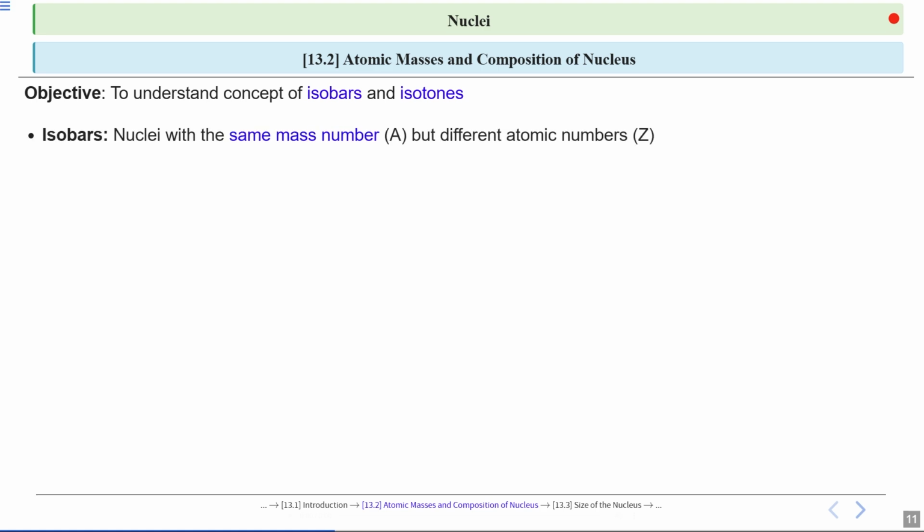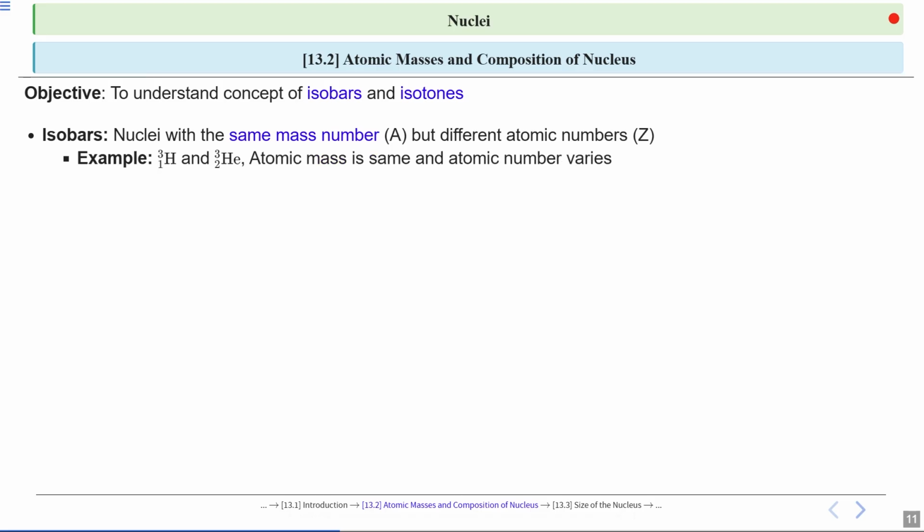Let's examine what isobars are. Isobars are nuclei that have the same mass number, which we call A, but different atomic number, which we call Z. The mass number A is the total number of protons and neutrons in the nucleus, while the atomic number Z is just the number of protons. So isobars have the same total number of nucleons, but a different number of protons and neutrons.